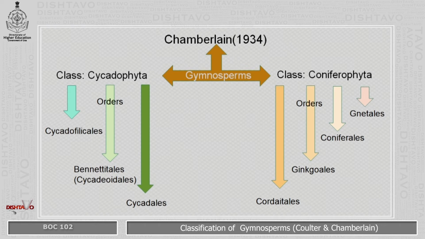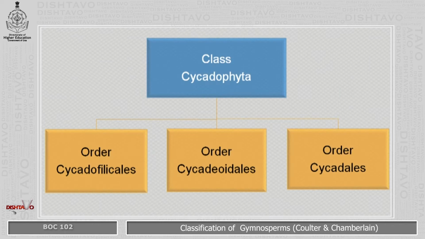Out of these 7 orders, some orders are extinct, some are from the Mesozoic to the present day, and some are from the Paleozoic era to present day. And one order, that is Gnetales, is the present one. Class Cycadophyta is classified into 3 orders, namely Order Cycadophylicales, Order Cycadeoidales and Order Cycadales.